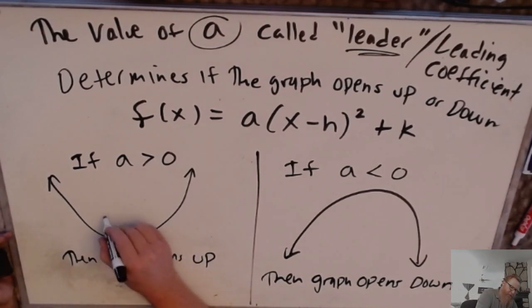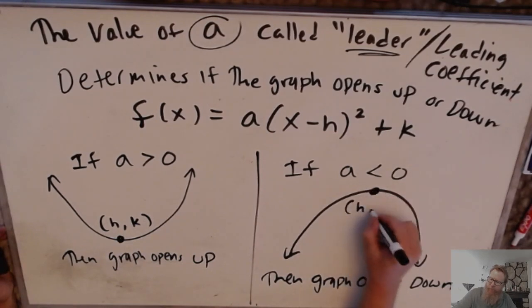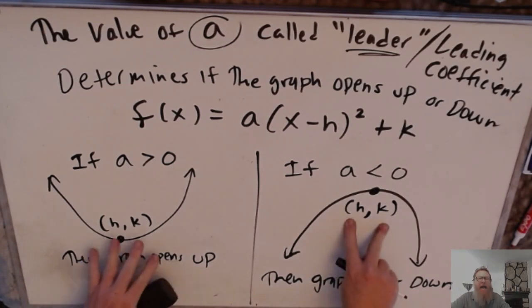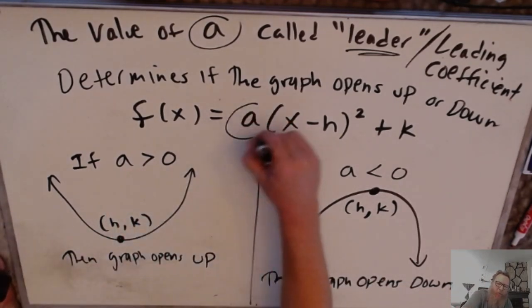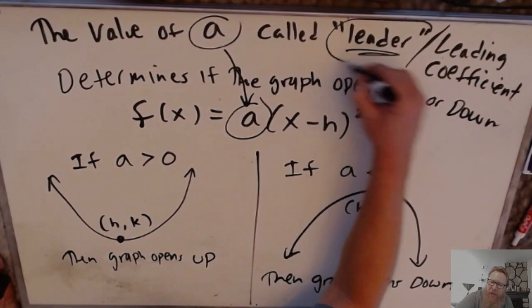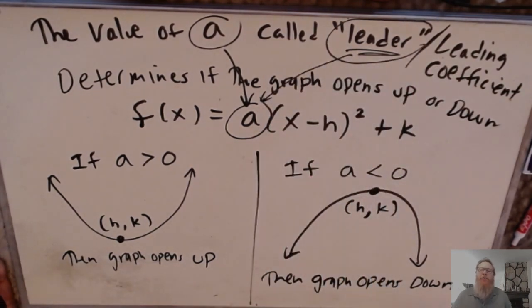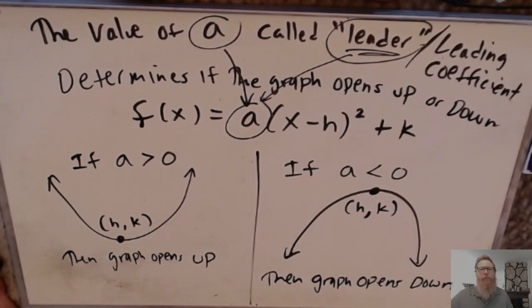The vertex is (h, k). So two problems might have the same vertex, h and k, but one of them might open down and the other one might open up. It's all based on this first number called the leader, a. It's also called alpha. And the word alpha is another name for the leader. Alpha goes first. Follow the leader.